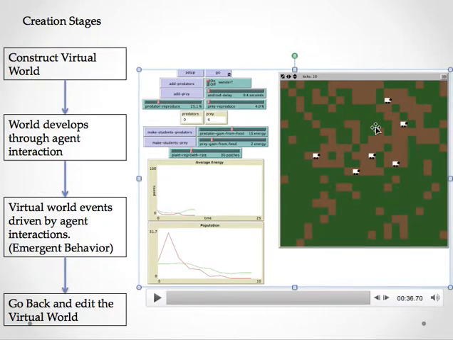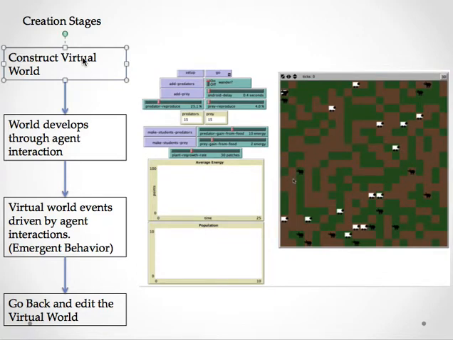I'll get on to why I've shown you this example in a minute, but first it's worth thinking about what we did there. First we created a world, and then we watched how that world developed from interactions. And so the world events of the explosion, dying out of predators, or running out of grass in a certain area of the environment, they all happen because of the interactions of the agents. And so you can then go back and edit the world and run it again.